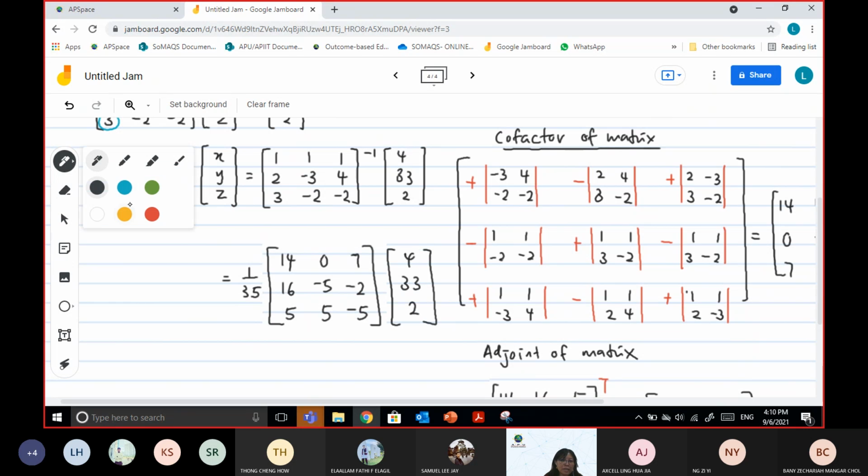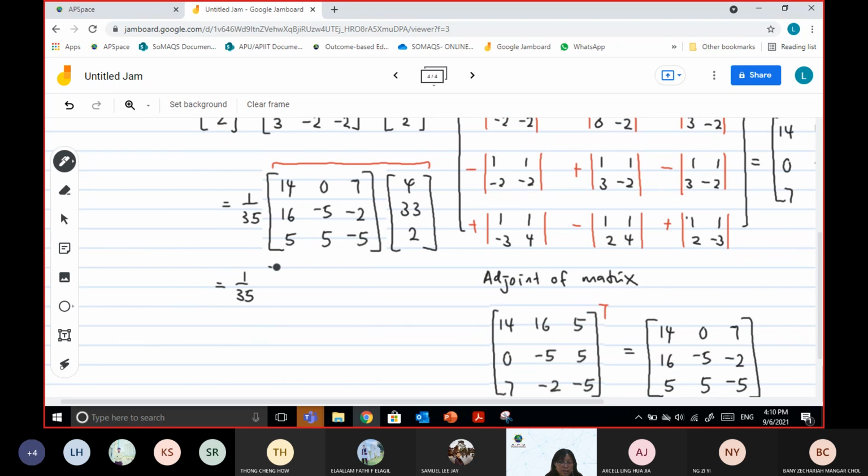As I say, we will multiply the matrices first. Multiply these two matrices. Since 3 by 3 and 3 by 1, you will get the answer in 3 by 1. So don't bring in the 1 over 35 first. Remember, you are taking the rows times column, then you get the answer.